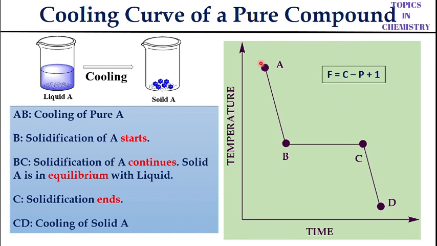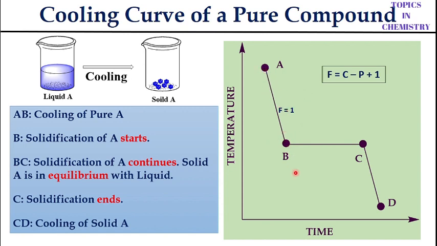Now if you look at this line, what is the degree of freedom? F = 1. Why is F equal to 1? Here it is only a one component system. Here all of it is in the liquid or molten state, so the number of phases is 1. So 1 - 1 + 1, so F = 1. So here is the degree of freedom, F = 1.